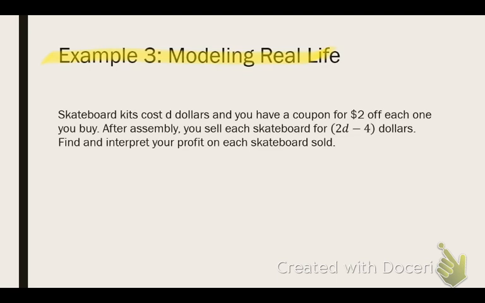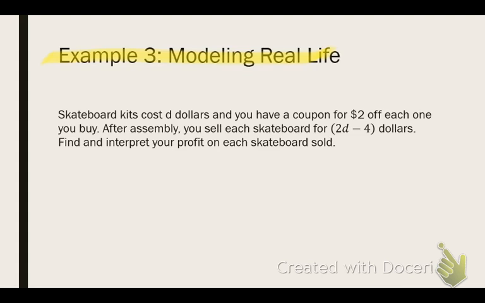Skateboard kits cost $D. Fill in the blank. Make up a number. And you have a coupon for $2 off each one you buy. So what if it was 50 bucks and you have a coupon? How much are you paying? $48. So that's basically what it's saying. After assembly, you sell it for 2D minus $4. Find and interpret your profit on each skateboard sold.